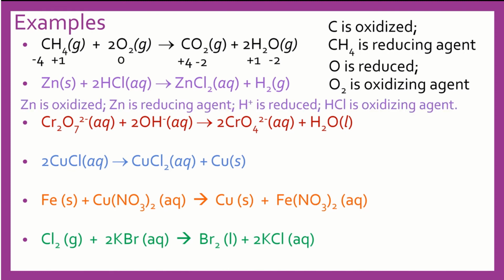Let's take a look. Well, zinc by himself would be a 0 and a positive 2 over here in the compound. So zinc was oxidized from 0 to positive 2. That's a loss of electrons. Leo, the lion, goes grr. But zinc was also the reducing agent. Again, whoever was oxidized is the reducing agent. Hydrogen ion was reduced. Here we have H plus and Cl negative. So H plus was reduced. HCl is the oxidizing agent.